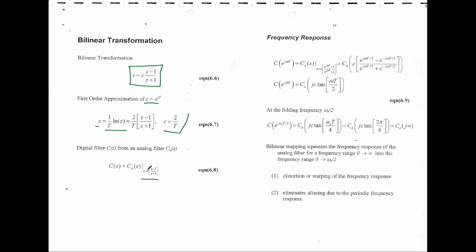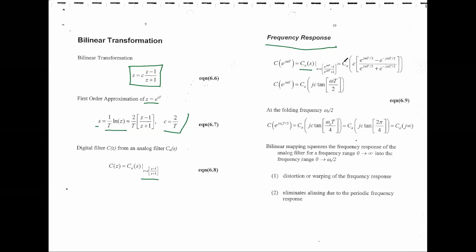Now, in terms of frequency response, let's say Z is e to the power j omega T, where omega is some frequency. If S is j omega, then Z would be e to the power j omega T, where omega is a continuous frequency. So the digital frequency would be e to the power j omega T. If you substitute this in place of Z, you convert the continuous transfer function by substituting S is equal to C times, in place of Z, e to the power j omega T minus 1 over e to the power j omega T plus 1.